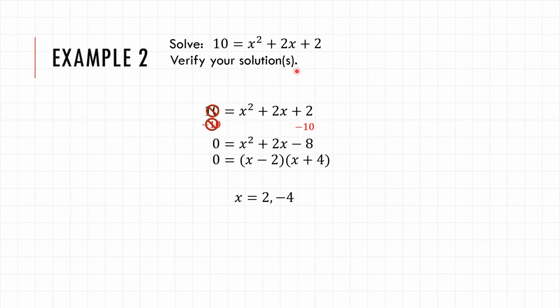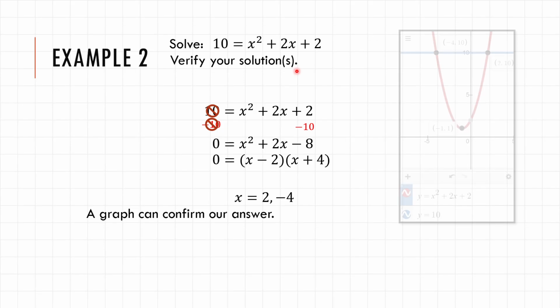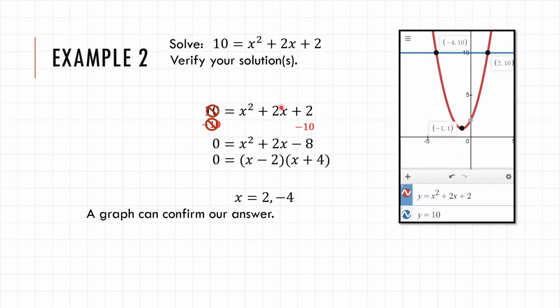To verify our solution, we can always check with a graph. So if I pull out a graph here, x squared plus 2x plus 2 makes this beautiful parabola. And when is that equal to 10? So here I've put the line y equals 10, and I'm looking for when this parabola touches that line, and very clearly here we can see it happens at -4 and at 2.